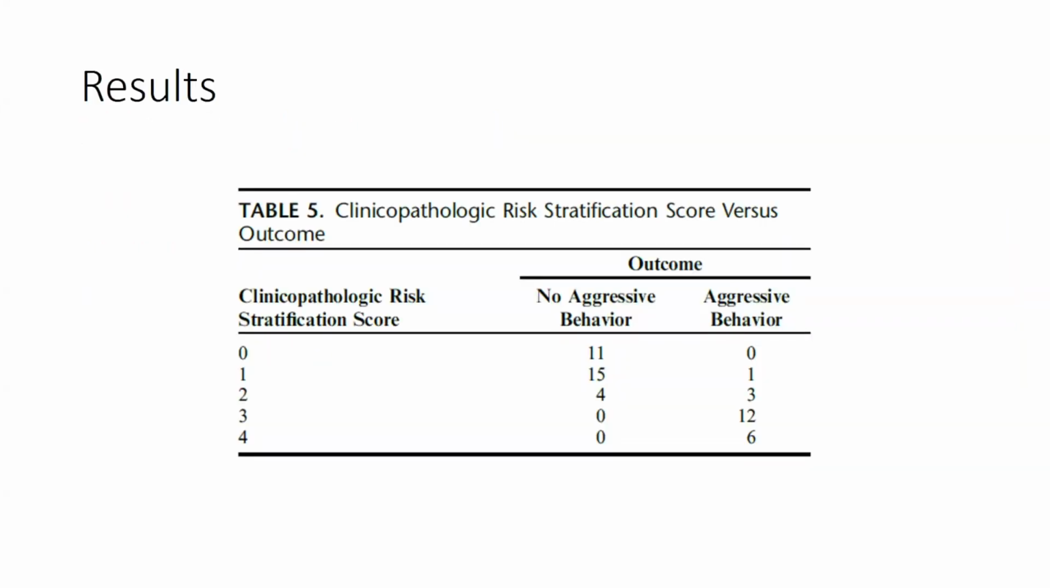This table shows the 52 cases broken down by their risk score. There are no aggressive cases with a score of 0, and there are no non-aggressive cases with a score of 3 or 4. Scores of 1 and 2 have a mix of aggressive and non-aggressive IMTs. Of interest, looking at score number 1, there is one case here with aggressive behavior, but this case had incomplete data. Specifically, the borders weren't assessed. This case potentially could have had a score of 2 if the borders were infiltrative, and if so, that would mean that all cases with 1 point would be non-aggressive. However, the data available cannot exclude the possibility of aggressive IMTs with 1 point, and I'll get to the relevance of that later.